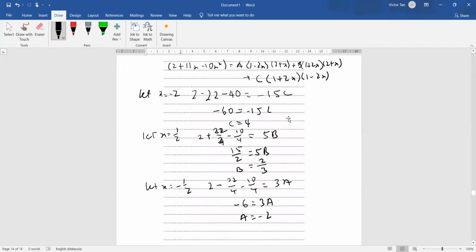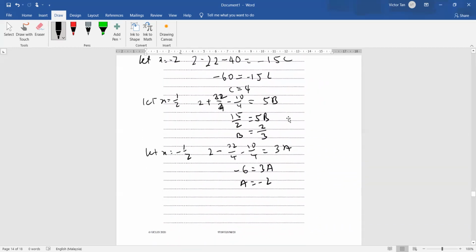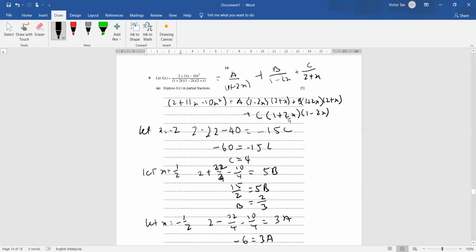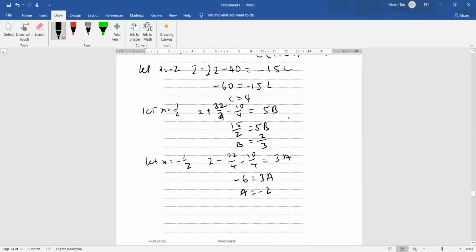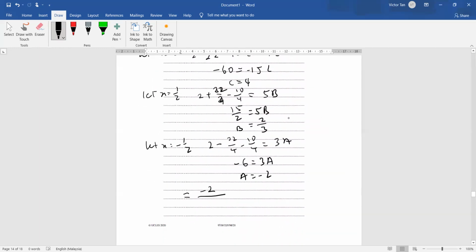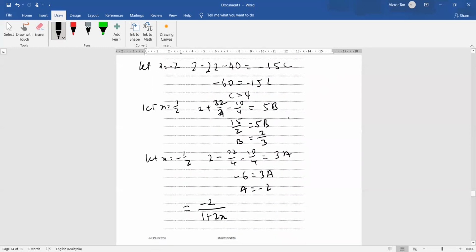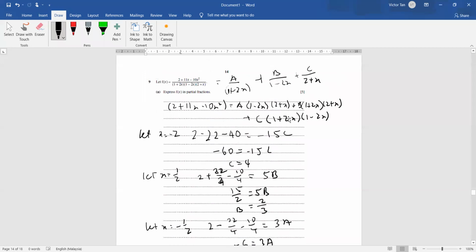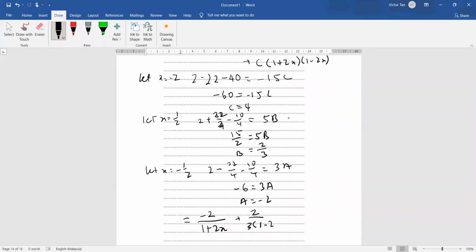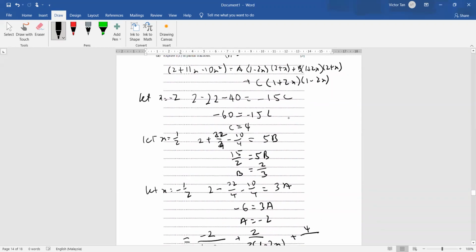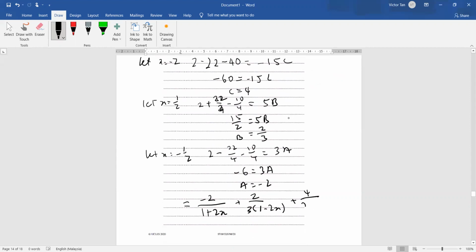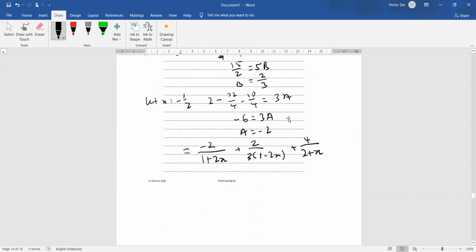Yes, correct. Okay, so the answer is minus 2 over 1 plus 2x, P over 1 minus 2x, 2 over 3, 1 minus 2x, C is 4 plus 4 over 2 plus x. Okay.